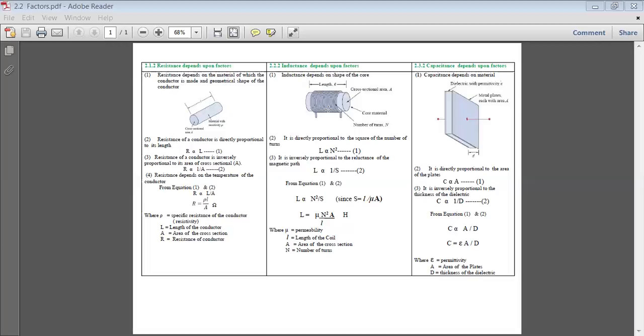Then what about the capacitance? A capacitor consists of two plates, and the space between the two plates is nothing but a dielectric medium, called air. Here air is called a dielectric medium. So we can make a capacitor design.